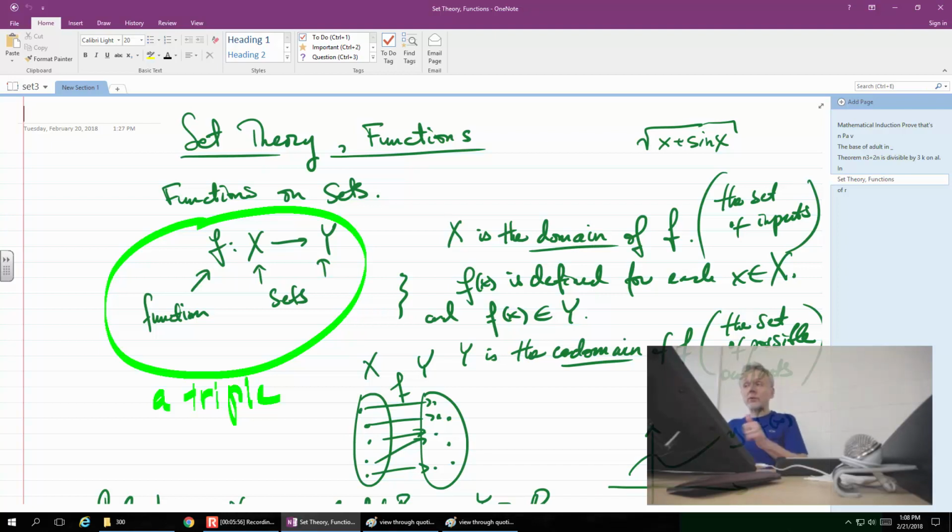A function is defined on a set, its domain. The codomain is where the function takes the outputs. It is a correspondence between two sets. There is nothing else there. So that's the abstraction we're dealing with. There is no specific nature to the elements of those sets.